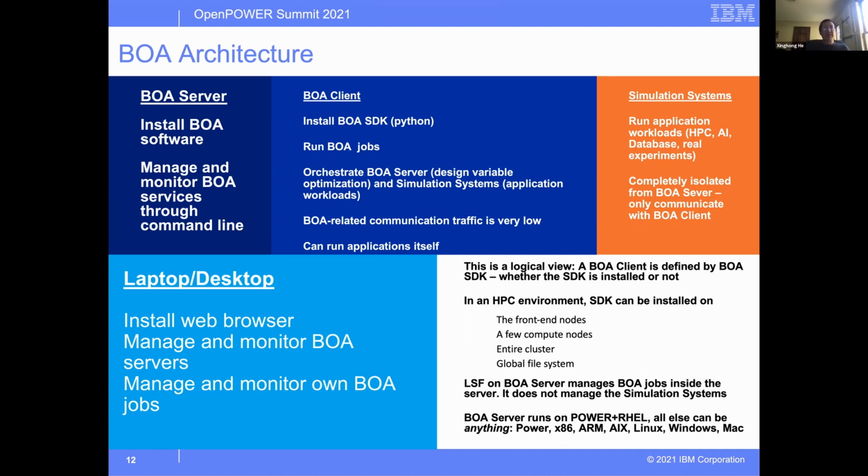And then you have a BOA client. In this client, you need to install the BOA SDK, and you run your jobs from here. This one does the orchestration between the BOA server and the computing environment. The communication between the BOA client and the BOA server is very minimal. All it communicates is your application's output numbers and your design variables.